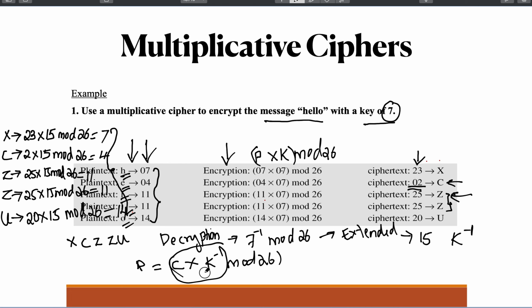Okay, so how did we find out the K inverse, that is 7 inverse mod 26? It is found out from the extended Euclid's algorithm. I'll be putting up another video separately on how to compute the multiplicative inverse using the extended Euclid's algorithm. This is just to show that you can actually decrypt it using the K inverse concept.